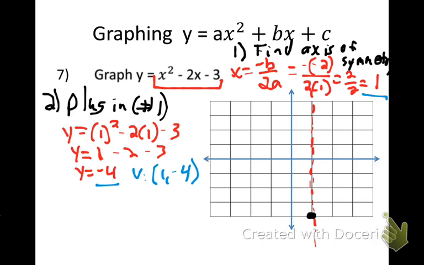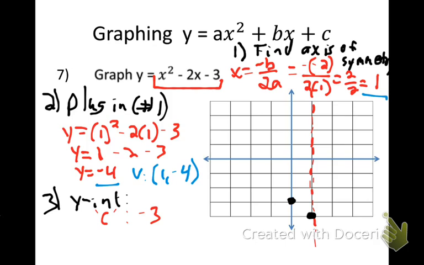How are we doing? Got this? Good. Step 3. Find the y-intercept. What's my y-intercept always? Oh, constant. The y-intercept is always my constant. So I'm looking for c. C is negative 3. So I go to my graph and I plot my y-intercept, negative 3.